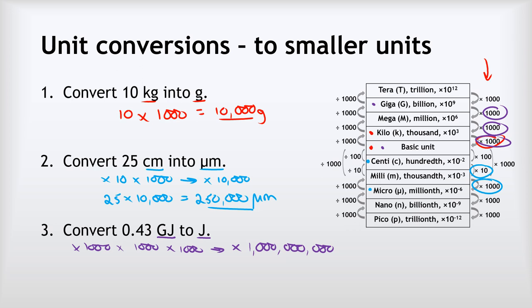So let's have a look at that. We're going to do 0.43 multiplied by 1 billion, our 1 with 9 zeros. And that is going to give us an answer of 430 million joules, like that. Okay, so to summarise, when we are converting from a larger unit to a smaller unit, we will be multiplying by some number of thousands for the most part.